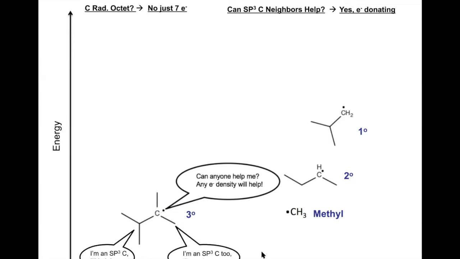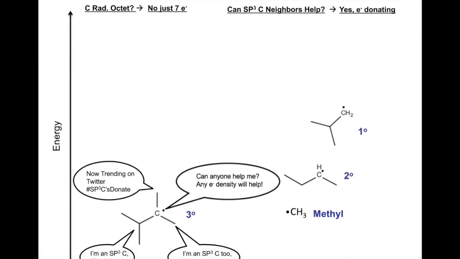What about the neighbor over here? I'm an sp3 carbon too. I'll help. And then the last one. Now trending on Twitter, sp3 carbons donate. Oh, there needs to be a space there. So yeah, this tertiary carbon radical has 3 neighbors helping to donate electron density to it to help stabilize it. So that's why I put it the lowest in energy out of all these.